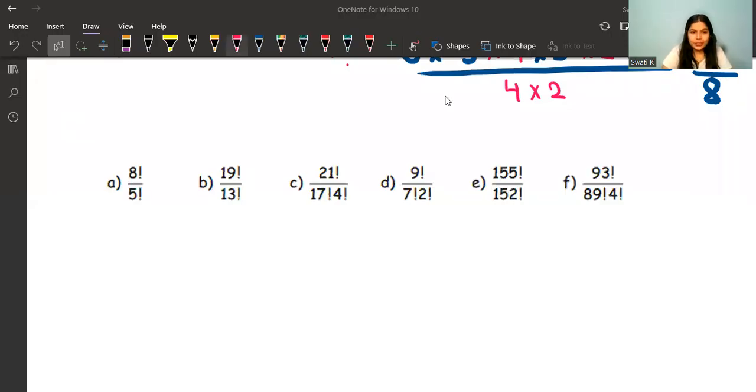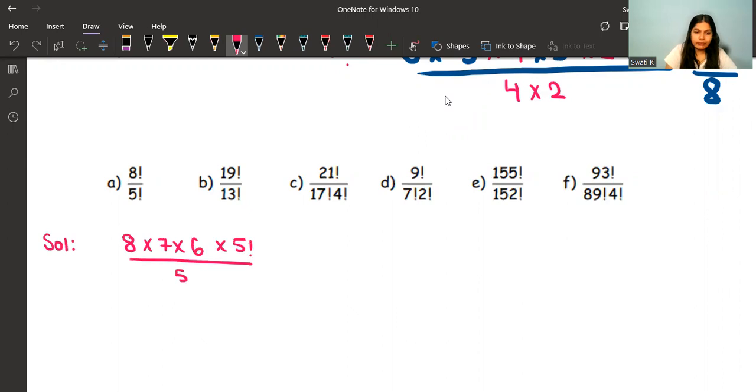So now the next question is we need to simplify all these expressions. So let us do that one by one. Let us start with A, that is 8 factorial divided by 5 factorial. Now, we are pros because we have already understood how to solve all these questions. So 8 factorial, I can write down as 8 into 7 into 6 into 5 factorial. Of course, I'll stop at 5 factorial, and in the denominator, we have 5 factorial only, right? This will get cancelled. 8 times 7 times 6 is 336. That is the answer.